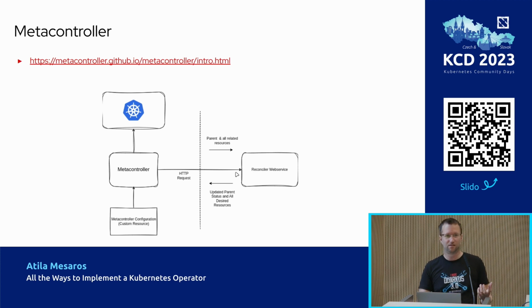HTTP request instead of calling the reconciliation in code. Basically, it makes an HTTP request with all the resources, the parent, the Redis instance, the secret, deployment, to a web service endpoint. And what you have to do is return the target state. So the target deployment, the service, or the secret. And Metacontroller will do all the communication with the Kubernetes API.